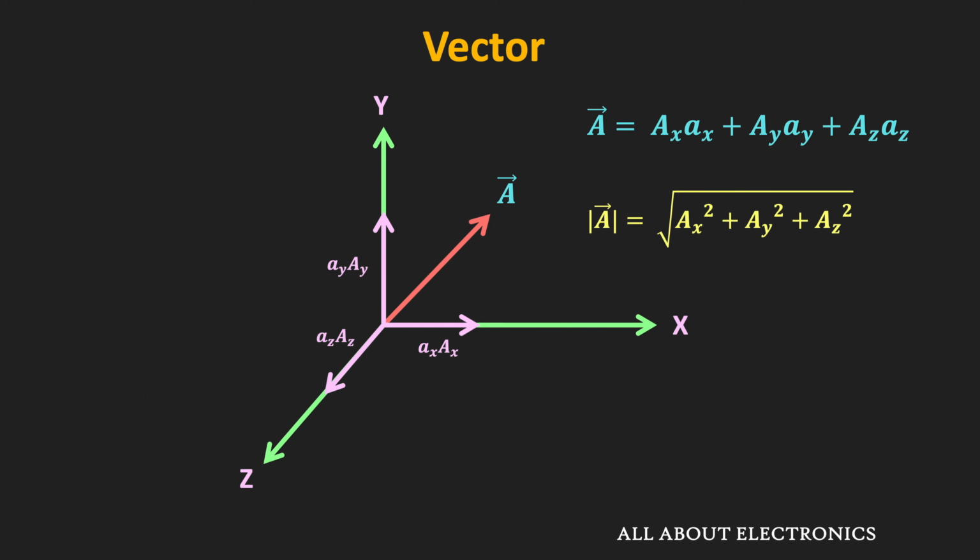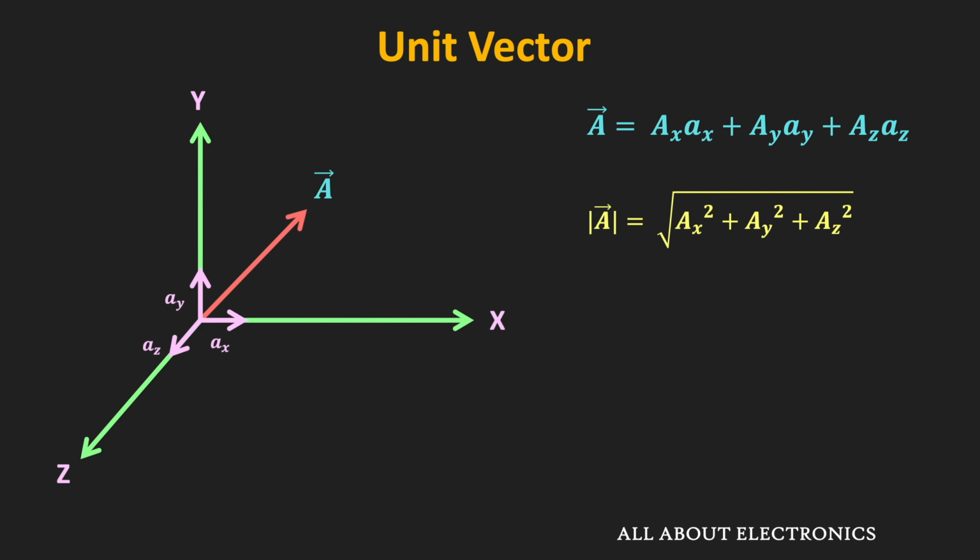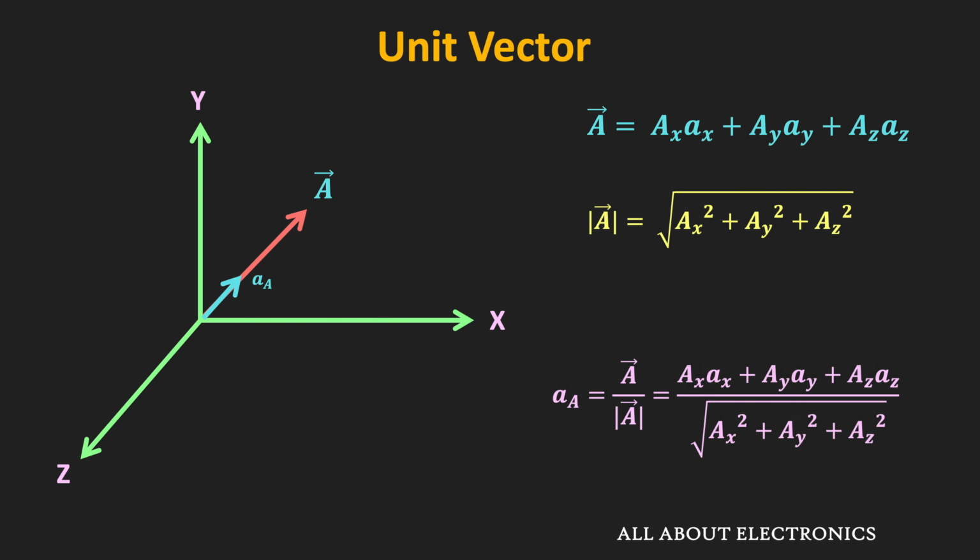Now we know that ax, ay and az represent the unit vectors in the direction of x, y and z respectively. Similarly, let us see how to find the unit vector in the direction of A, and let's call it aA. This unit vector in the direction of A can be represented as vector A divided by the magnitude of vector A. As you can see, if we try to find the magnitude of this unit vector, it will come out as 1, because that will be equal to A divided by A, and that is equal to 1.